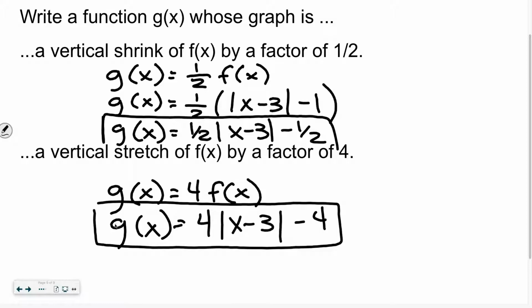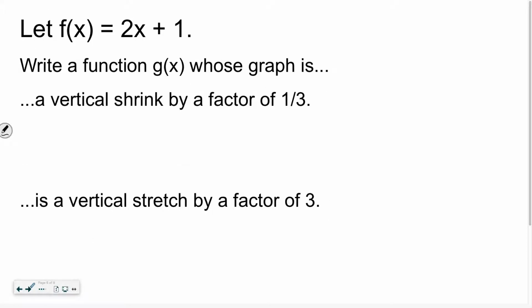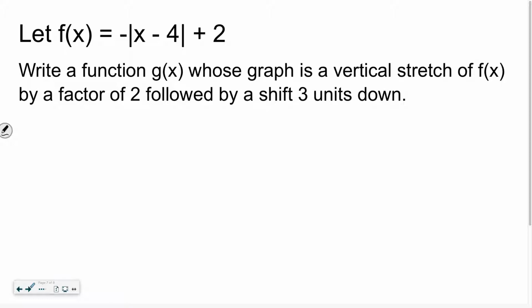I'm going to have you do one more problem with your groups. I'm going to skip the ones that are linear. There'll be some on your homework, but we'll have time to work, and you can ask questions if you have any on linear, if they're not too bad. Can you work this problem with your group? So kind of discuss, compare, do you agree or disagree? Let f of x equal negative the absolute value of x minus 4, and then plus 2.